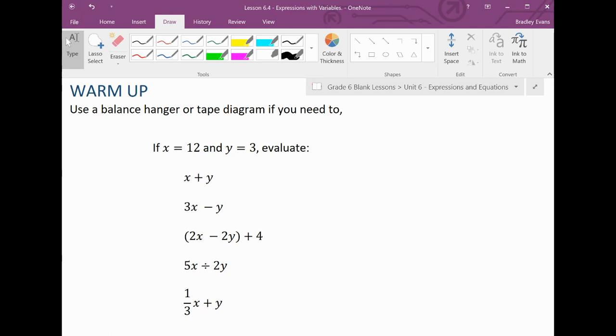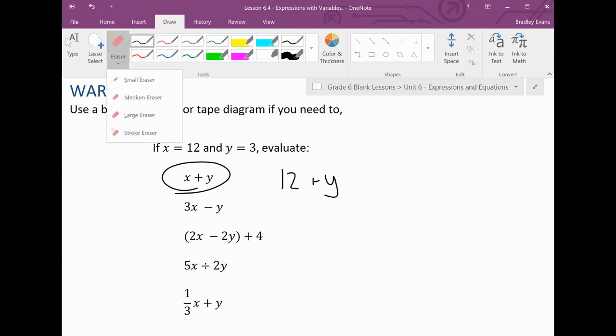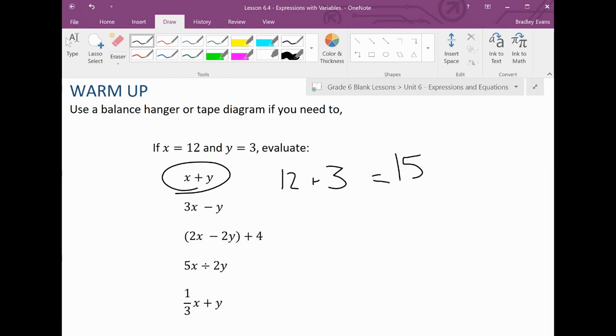That means that every time we see an x, we're going to substitute it with the value of 12. Every time we see a y, we're going to substitute it with the value of 3. You should have done these already, so press pause and make sure that you've got your answers ready to share. So x plus y, let's start there. Remember, every time we see an x, we're going to replace it with a 12, and every time we see a y, we're going to replace that with a 3. Okay, so evaluating this expression, 12 plus 3 equals 15.